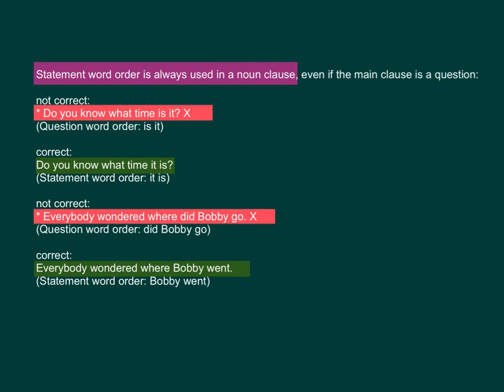Statement word order is always used in a noun clause, even if the main clause is a question. It's not correct to write, "Do you know what time is it?" Question word order is is it. The correct writing is, "Do you know what time it is?" Statement word order is it is.